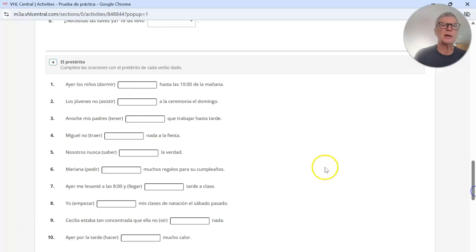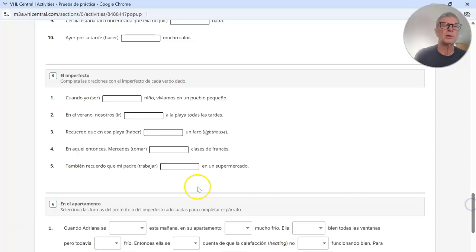For an exercise like this, it's pretty easy because they just say pretérito. You don't have to choose. So they're all just going for the form, right? Ayer los niños durmieron, right? So you just need to match the verb with its subject in the preterite. And probably something very similar here with the imperfect, same story. El imperfecto, so you don't have to choose between the two. They're telling you that you simply need the imperfect. Cuando yo era niño, vivíamos en un pueblo pequeño.